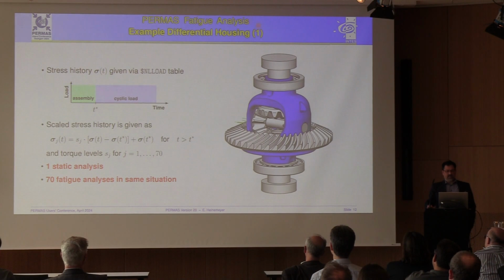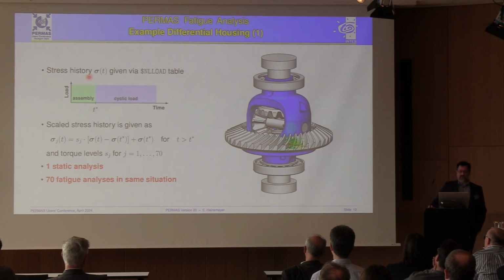This is an example of a differential housing from a truck's powertrain. What you want to do is understand the damaging effect of a driving situation for the stresses that are induced on the differential housing by the rotating load that you're seeing here on the outer ring gear. So you want to analyze the stress history for different torque levels.